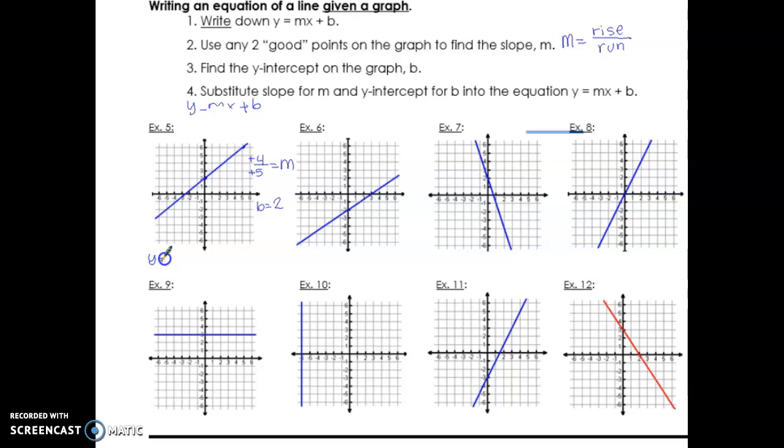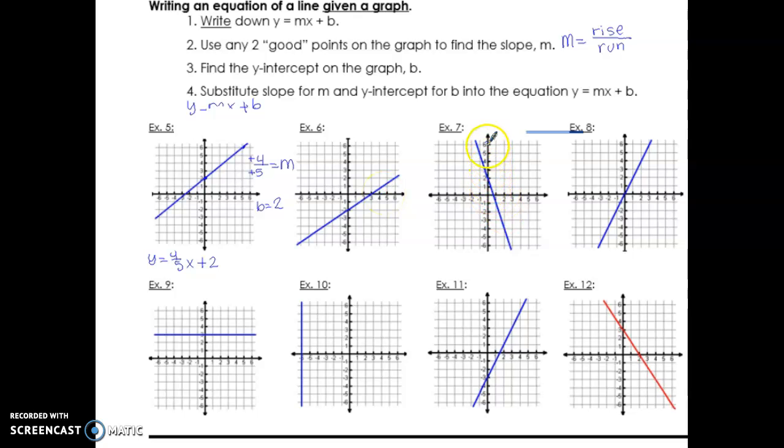Y is equal to mx plus b, or y is equal to 4/5 for m times my x plus my b, which is 2. That's our equation. Substitute slope for m and y-intercept for b into the equation. Y is equal to mx plus b, which is what we just did. I'll let you do this one on your own. We'll do this one together.